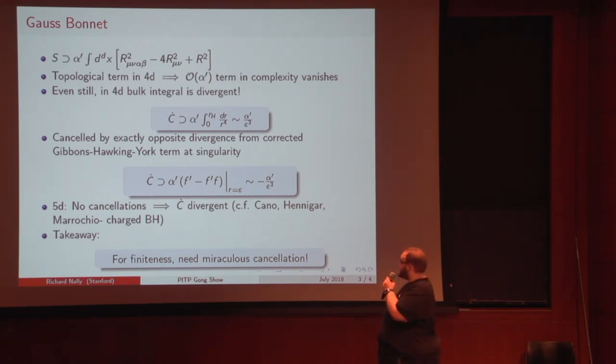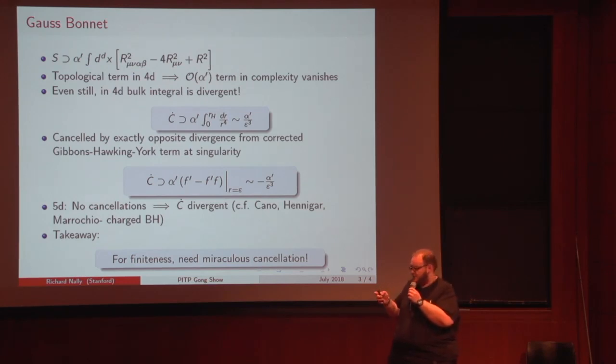But if you do the complexity equals action calculation, the bulk term gives a cubic divergence coming from the singularity piece. And that's strange, because we just argued it should give zero total contribution. But you're saved by a corrected Gibbons-Hawking-York piece evaluated at the singularity. That gives you the exact same divergence with the exact opposite sign that cancels everything and gives you zero. That's pretty miraculous. You could have easily imagined it not being that way.